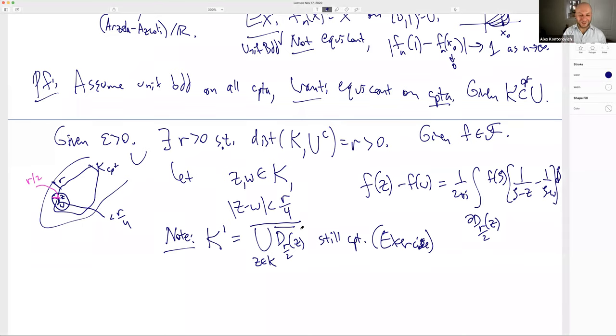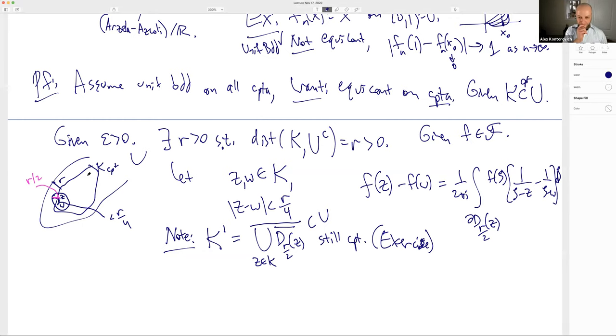So let's not expend your brain power on this exercise. Just take the closure. This is a compact set. It's certainly a subset of U because we're closing things up on a ball of radius R over 2, but the distance to the complement of U is distance R away from every point of K.